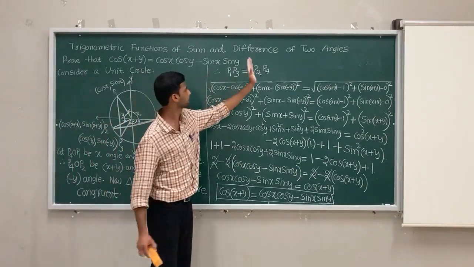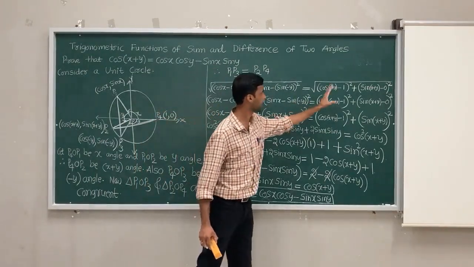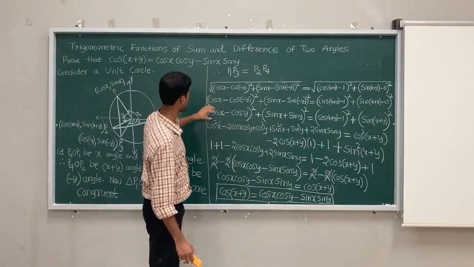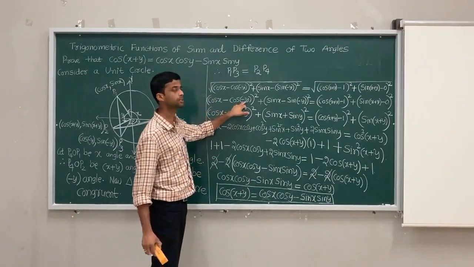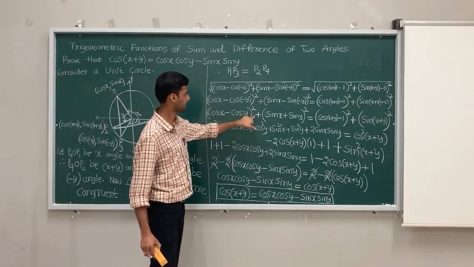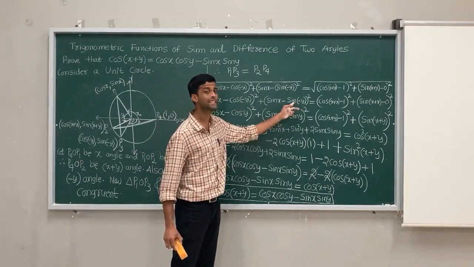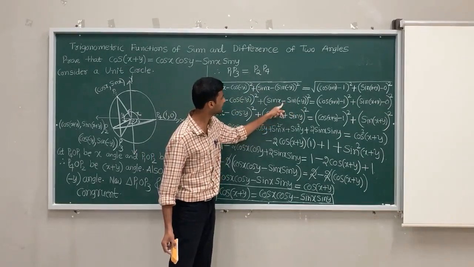Both sides have the square root common, so let me cancel. After cancelling, I wrote the terms as it is. Then I wrote cos x as it is. I know cos of minus y is plus cos y, so it is plus cos y. I kept the minus as it is. Plus sin x I wrote as it is. I know that sin of minus y is minus sin y, so this minus and that minus become plus.